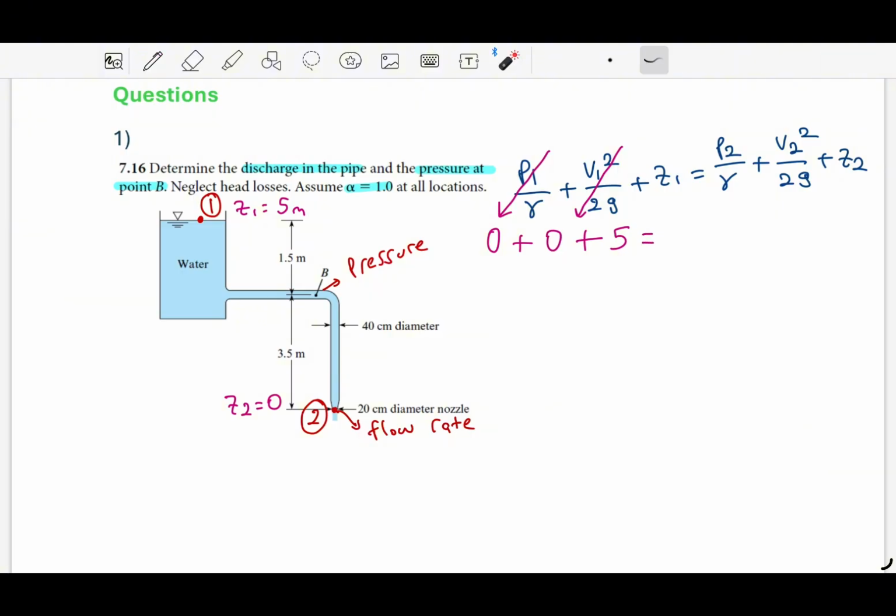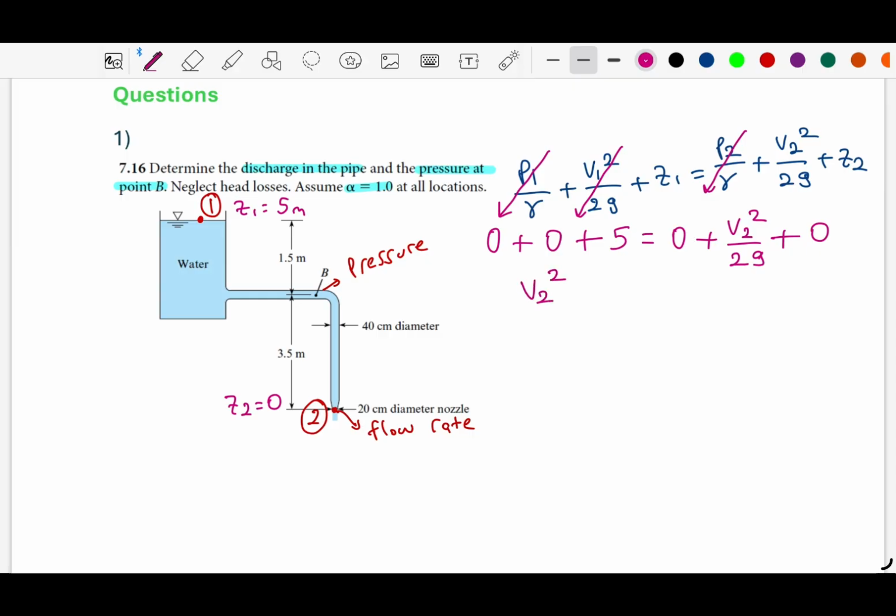On the right hand side, again we have P2, and again we have atmospheric pressure, opening to the atmosphere, so we can also assume this is 0. We will have V2 square over 2g. This time we have velocity because the water will be leaving this pipe with a velocity. And lastly, since we took that point as reference, Z2 will be 0.